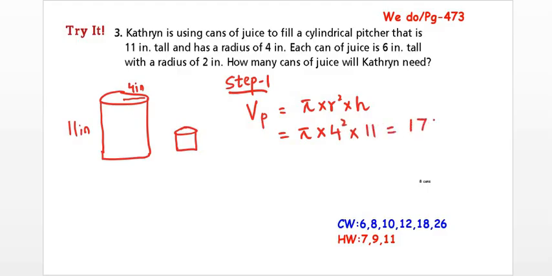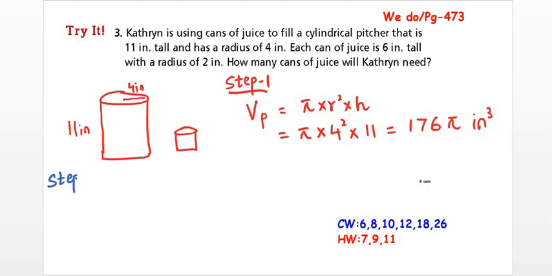So all of it will become 176 pi. If you want to convert it into decimal, you can convert it into decimal. If you want to leave it like this, no issue, you can leave it like this. So this is step 1. Let's go to step 2 now. I'll do it with a different color.